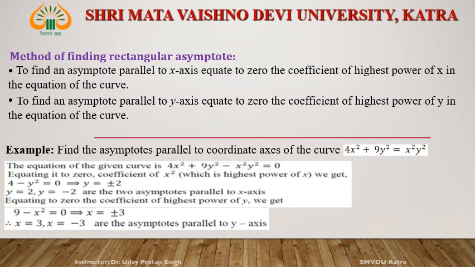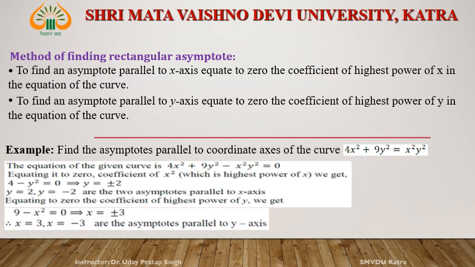Now, what is the method of finding the rectangular asymptotes? Since we know that a rectangular asymptote is either parallel to the x-axis or parallel to the y-axis, if it is parallel to the x-axis, then we can find it by equating the coefficient of the highest power of x to 0, right? It will give us the asymptotes parallel to the x-axis. Similarly, if the asymptote is parallel to the y-axis, then we can obtain it by equating the coefficient of the highest power of y equal to 0, right?